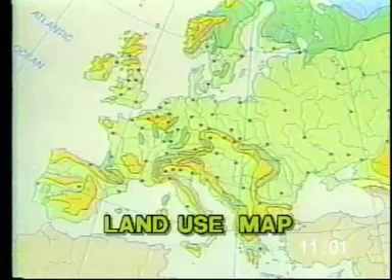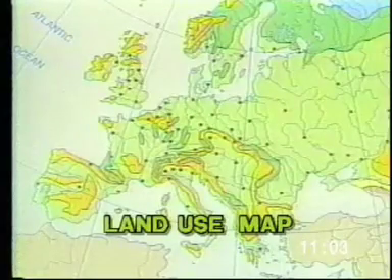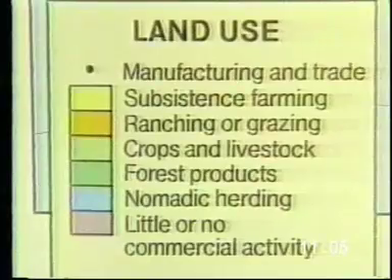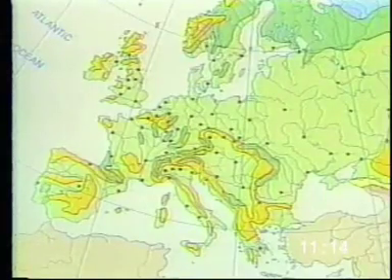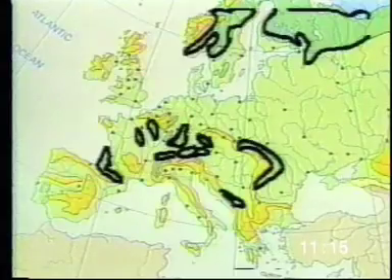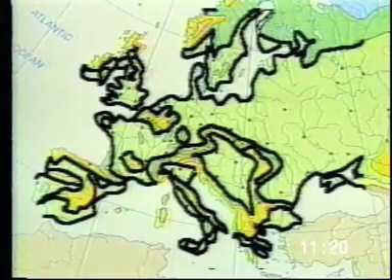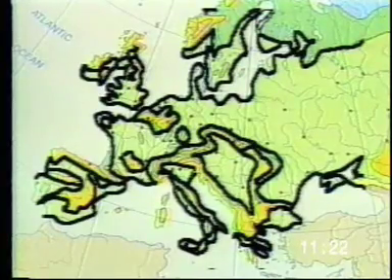Land use maps show how people make use of the land on which they live. Again, colors are used here to indicate the predominant type of activity. The land use shown could be of a general nature, such as grazing, ranching, or forest products. Or it could be specific, identifying areas where a certain crop, such as cotton or wheat, is grown.